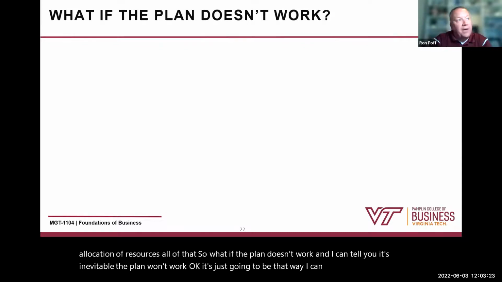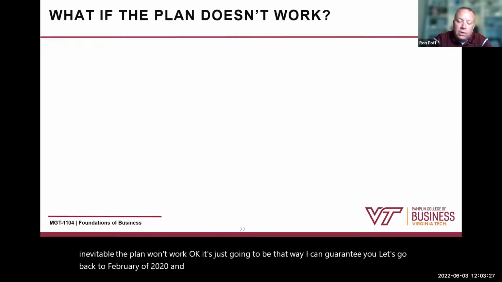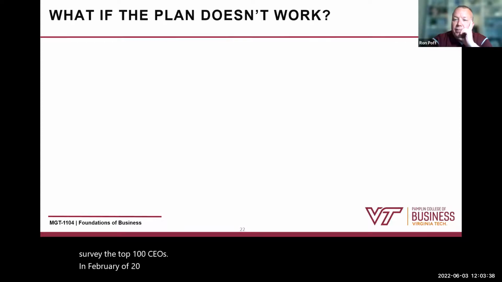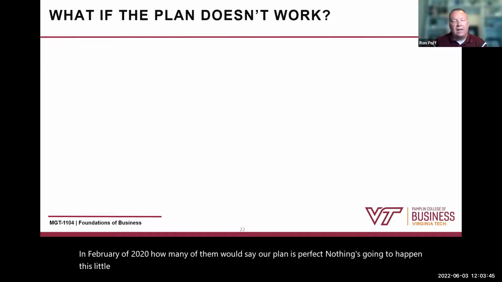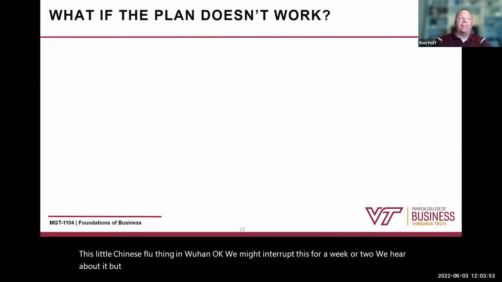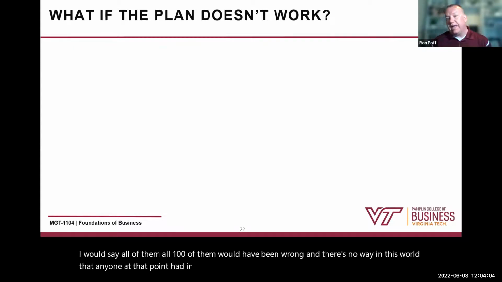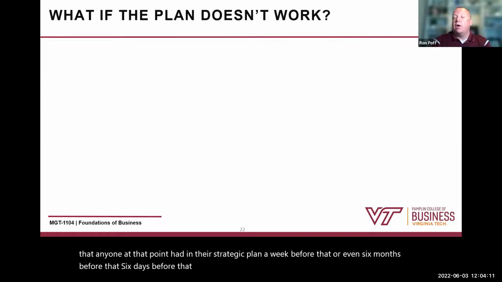I can guarantee you, let's go back to February of 2020. If we were to survey the top 100 CEOs in February of 2020, how many of them would say our plan is perfect, nothing's going to happen, this little Chinese flu thing in Wuhan might interrupt us for a week or two, but at the end of the day, it's going to be fine? I would say all 100 of them would have been wrong. And there's no way in this world that anyone had in their strategic plan, a week before that, or even 6 months before that, what would go on for the next 18 to 24 months. It's inevitable. The plan will not work.